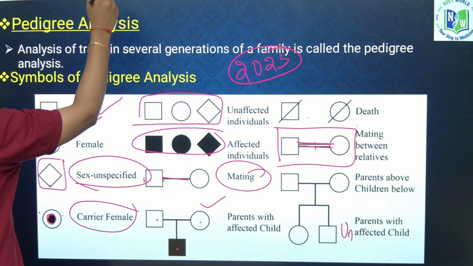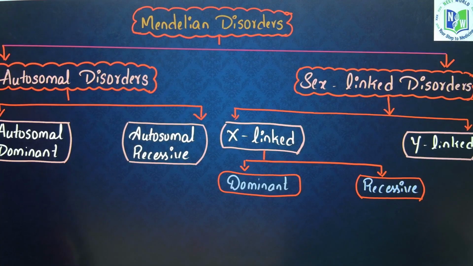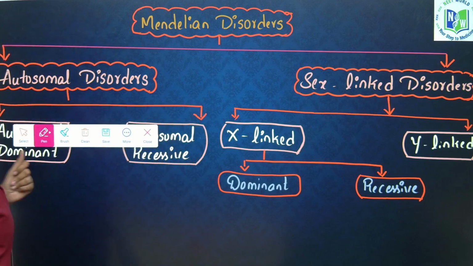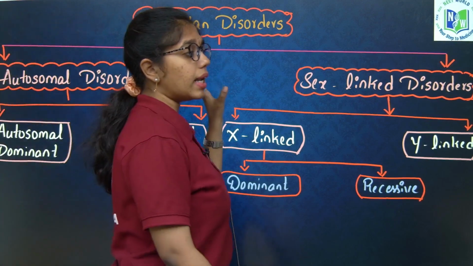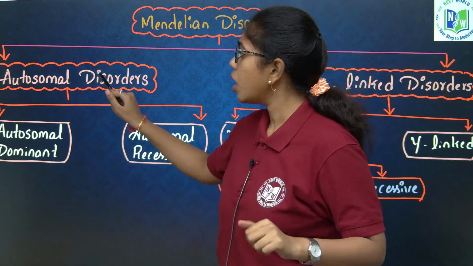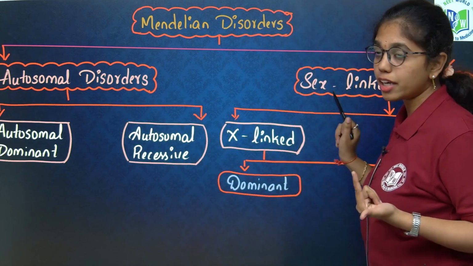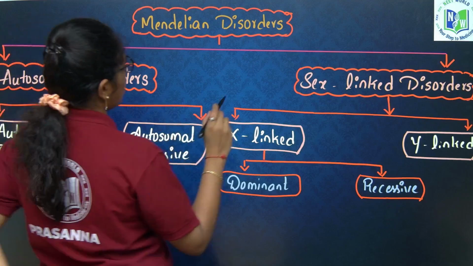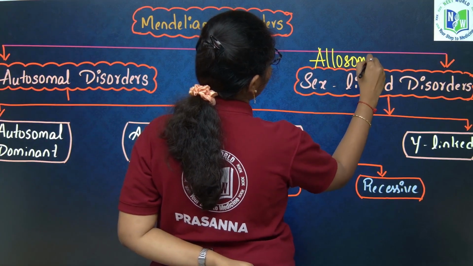Now we will enter into the pedigree analysis. Before entering, we should have a clear idea on the Mendelian disorders beta. Let us recall it quickly in 2 minutes. Mendelian disorders are of two types. One is autosomal disorders, second is sex linked or allosomal disorders.